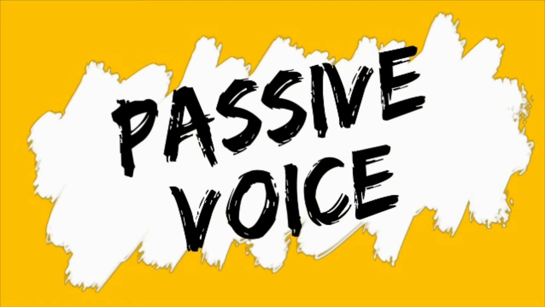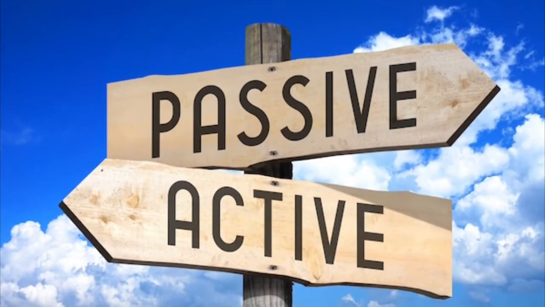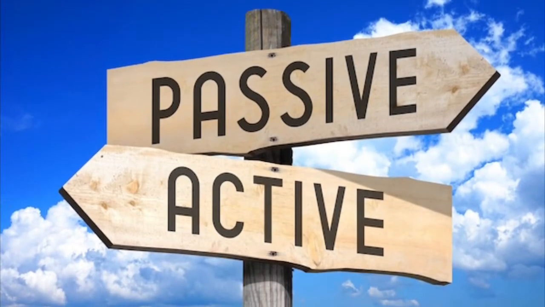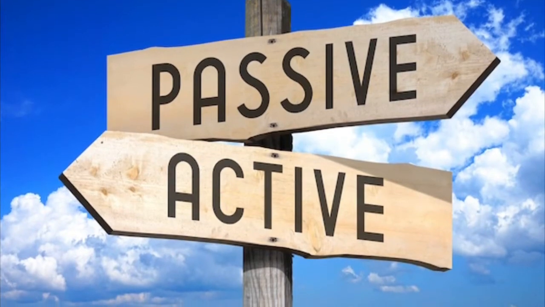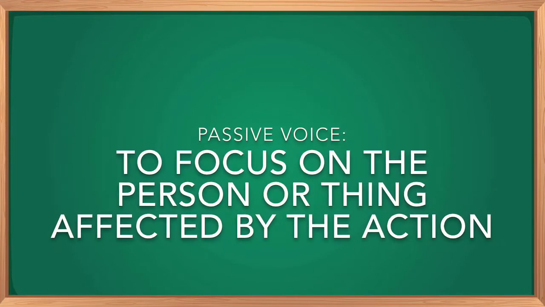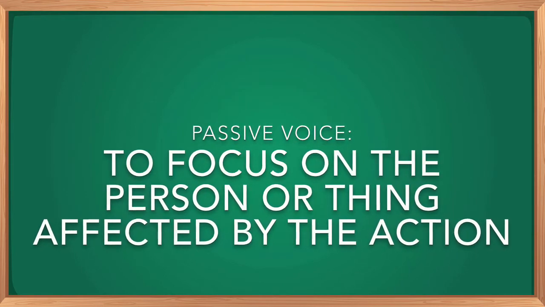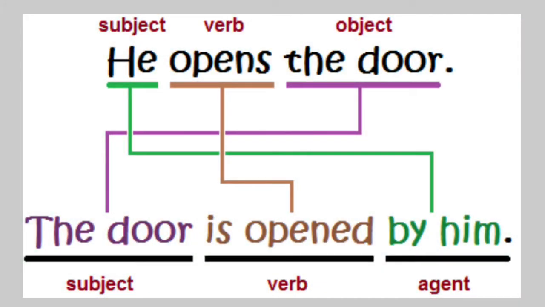In this session, we are going to learn the passive voice. In most languages, including English, verbs have two voices, the active and the passive. The active voice, which follows the structure subject, verb, object, is more frequent. However, when we want to focus on the person or the thing affected by the action, we use the passive voice. Let's look at the following example.